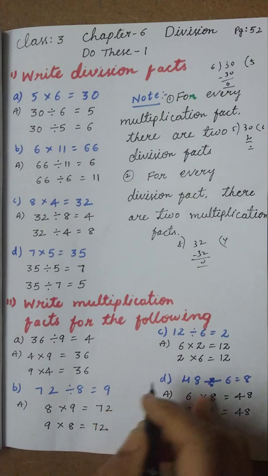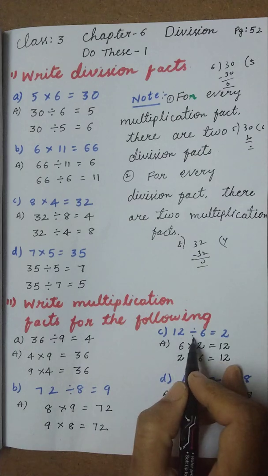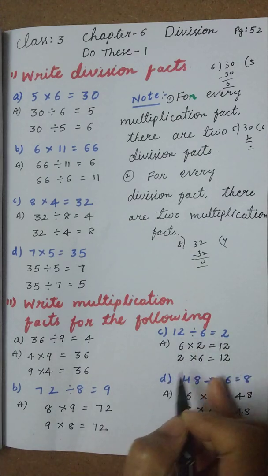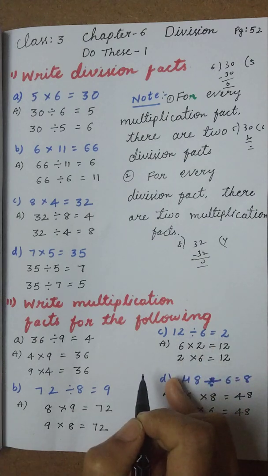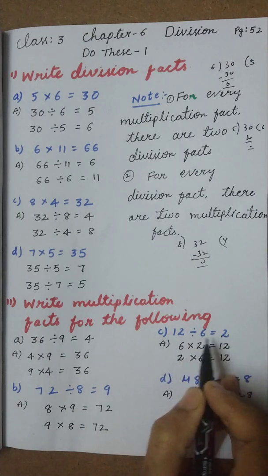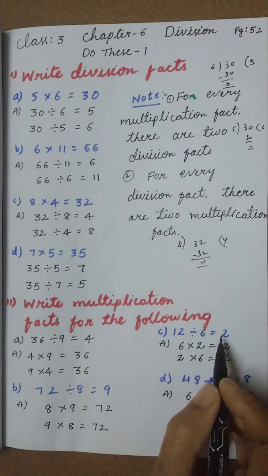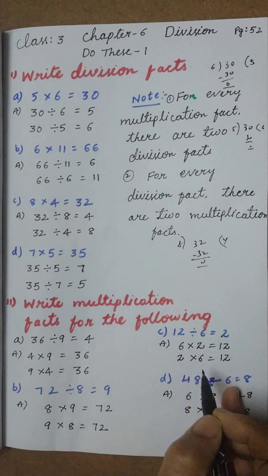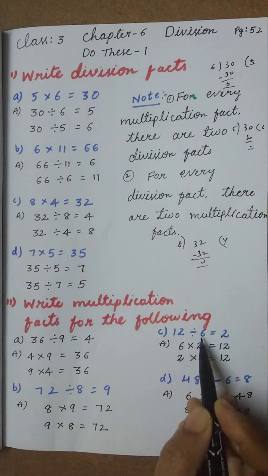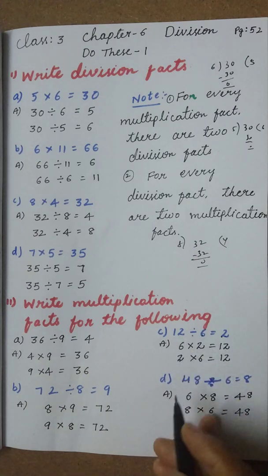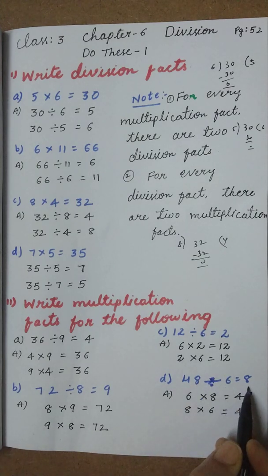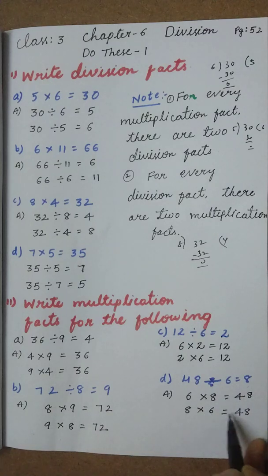Okay. Next question. C. 12 divided by 6 equal to 2. First I can write 6 also. Or else I can write 2 also. 2 into 6 equal to 12. 6 into 2 also we get 12. That one I am writing here. 6 into 2 equal to 12, or 2 into 6 equal to 12. Okay. Next question. D. 48 divided by 6 equal to 8. First I am writing here 6 into 8 equal to 48, or else 8 into 6 equal to 48.